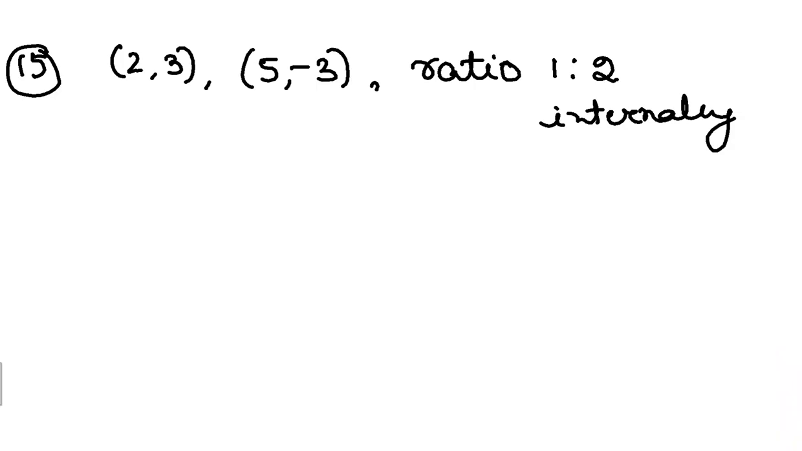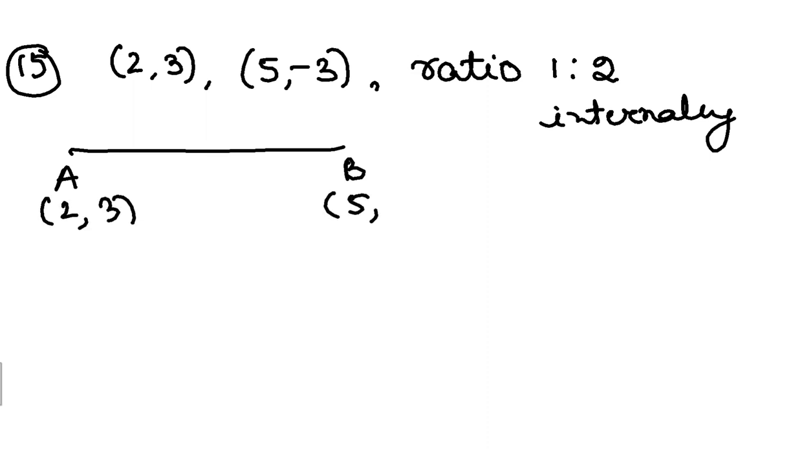Alright, now question number 15. So (2, 3), (5, -3), there is a line and the point P divides it in the ratio 1:2 internally. You have to find the coordinates of P. This kind of question you have already solved in class 10. So what is happening here is that there is a line AB. A has coordinates (2, 3), B has coordinates (5, -3). The point P has divided this whole line in the ratio 1:2. You have to find the coordinates of P.